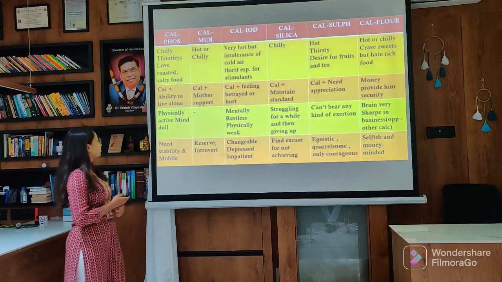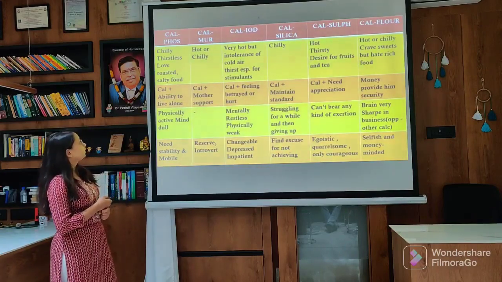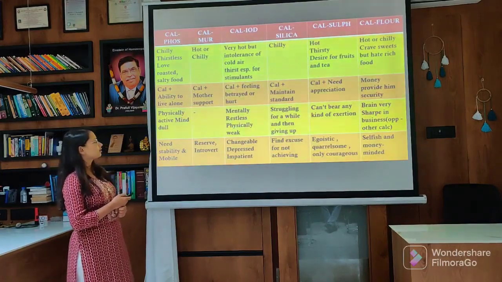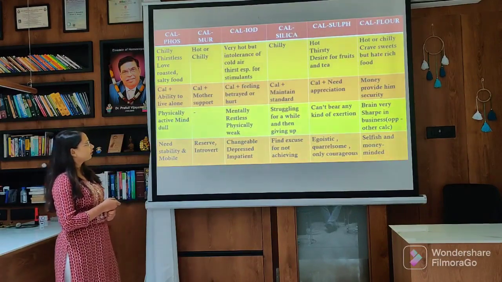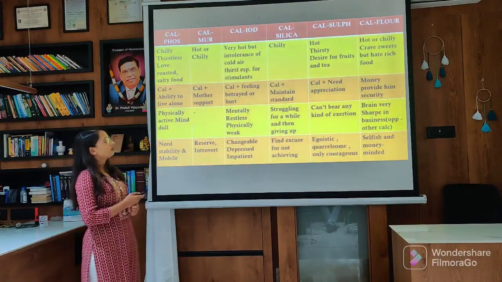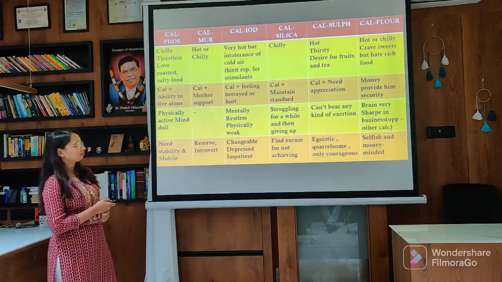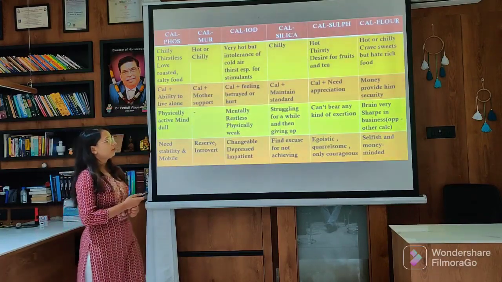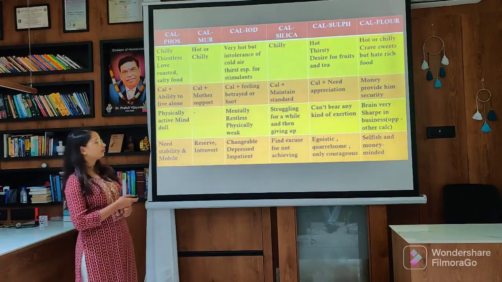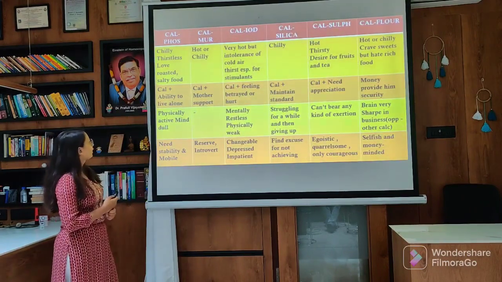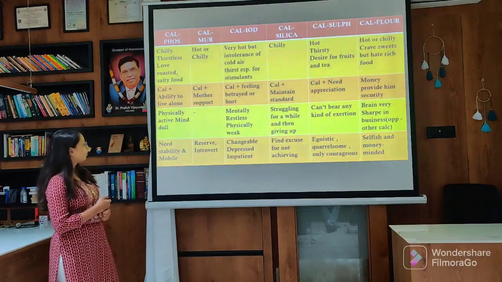Calcarea fluorica, physically active but mind dull. Calcarea iodata, mentally restless but physically weak. Calcarea silicata, struggling for a while then gives up. Calcarea sulphurica, cannot bear any kind of exertion. Calcarea fluorica, brain is very sharp in business, opposite to other Calcareas. Calcarea fluorica needs stability and mobility.